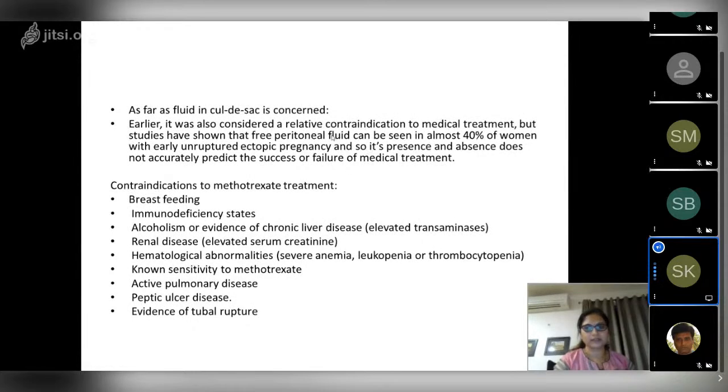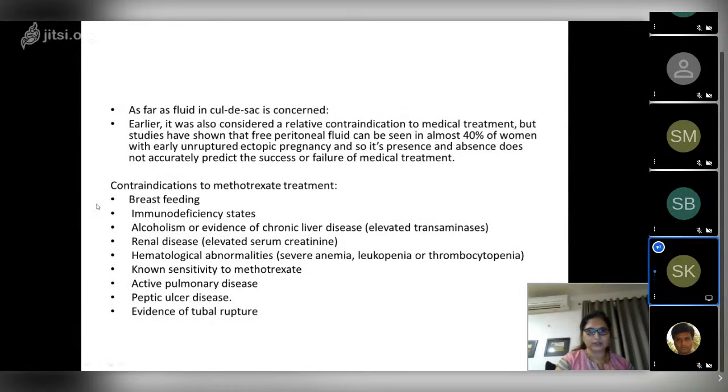So the hemodynamic stability of the patient has to be considered as the first important criterion for selecting the patient for medical management, rather than just looking for the presence of any collection within the POD in case of an ectopic pregnancy.